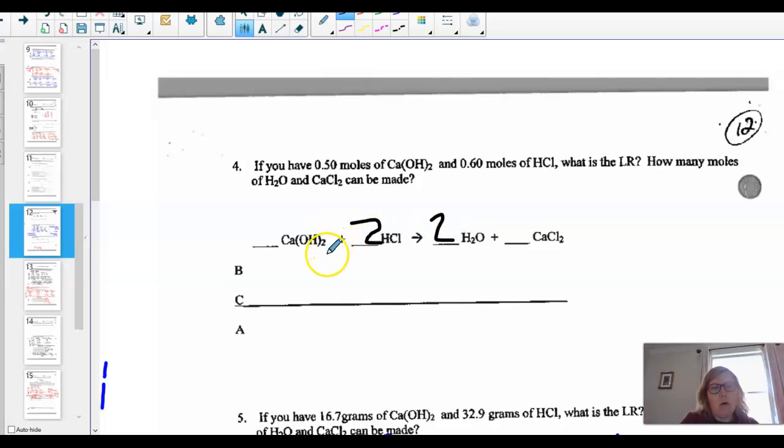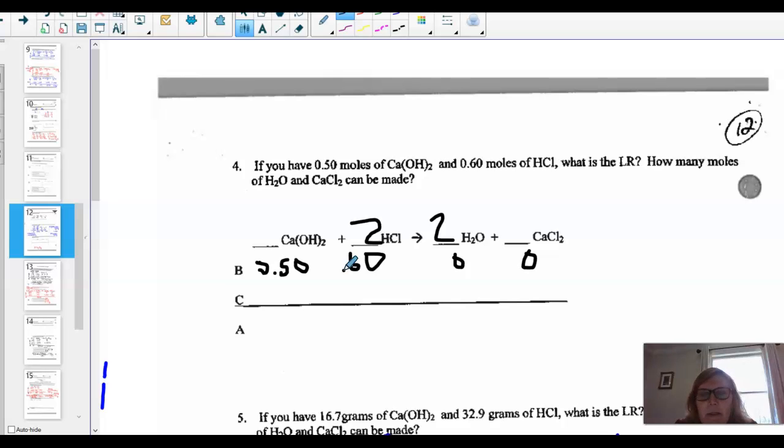So I'm going to write in the before line 0.5 moles of calcium hydroxide, and then 0.6 moles of HCl. Then also in the before line, since you haven't made any product yet, water is going to be 0 and calcium chloride is going to be 0.